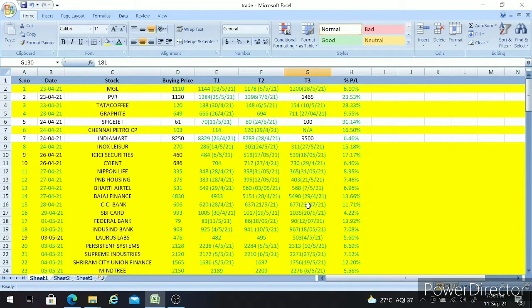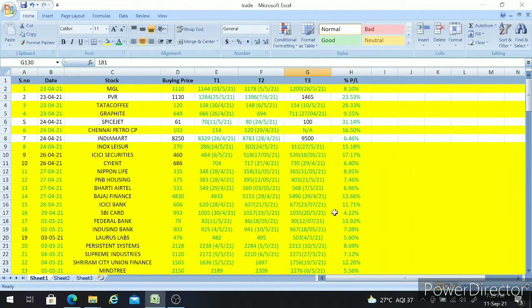Now you can go to any of your trading platforms, go to the date 27th and see what the price was, and also see on 7th of the 5th month whether it crossed the 568 target or not. By that you'll be able to understand how accurate my trading calls are, and this is the percentage return you'll get based on my trading calls.